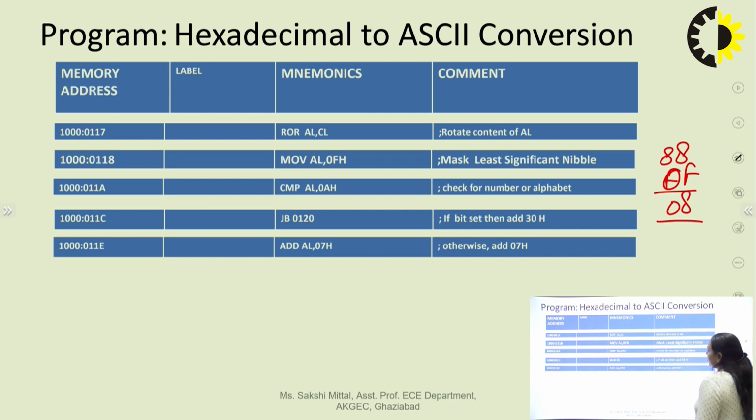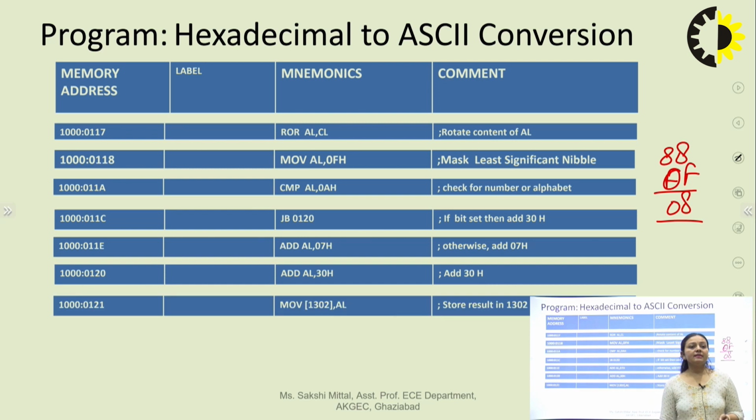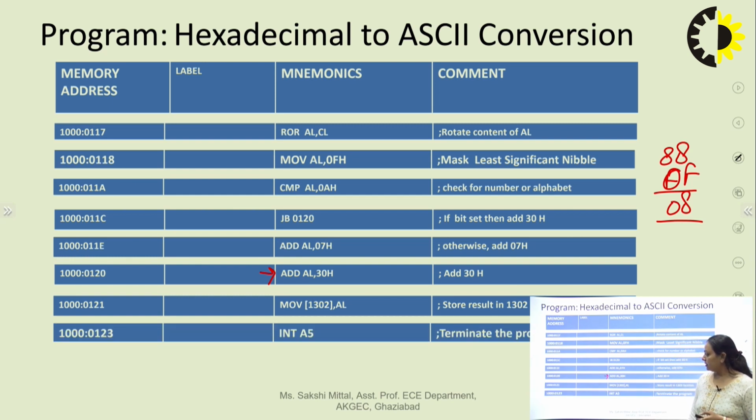Now again we'll perform the same operation. Again, I'll compare the number whether it is less than 0A, that is, whether it is in range 0 to 9 or A to F. So I've again compared the number with 0A and again said jump if below. In my case the number is 08, so 08 is less than 0A. So I have to jump at this location and I have to add 30. I've added 30 and I have displayed the result.